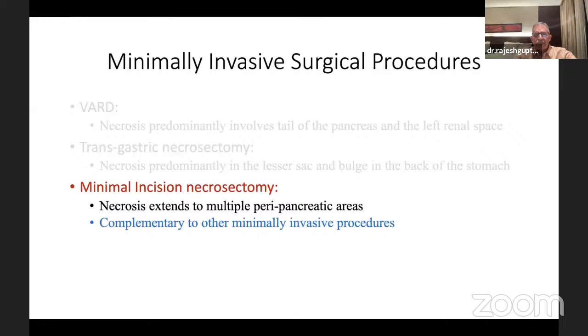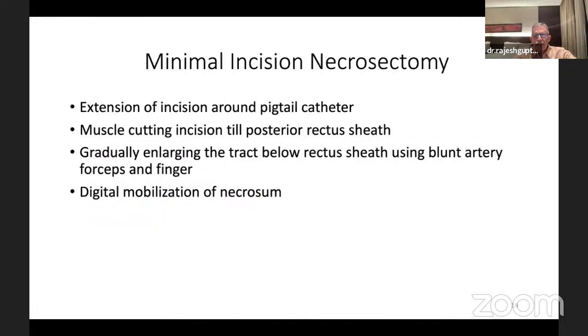Coming to the last part, which is minimal incision necrosectomy. This is when, as I said, necrosis extends to multiple areas. So part of this can be approached by VARD or transgastric necrosectomy. But if the collection is in the head of the pancreas or extending on the right side, which cannot be approached by the other two approaches, this approach can be used. Generally, we have a pigtail already in place, and we put a muscle cutting incision, which is 4 to 6 centimeters total, maybe sometimes bigger.